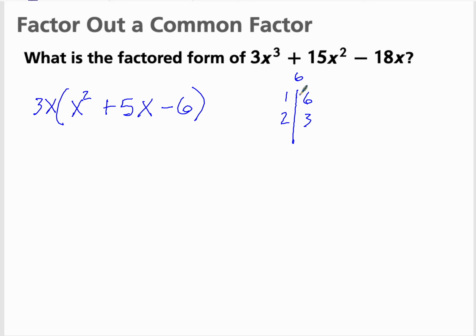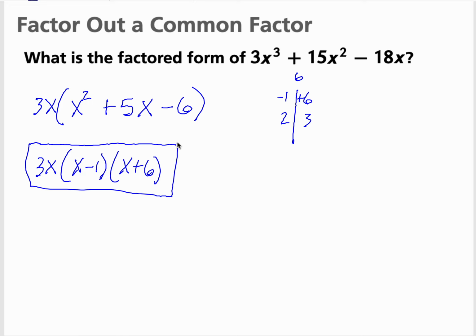If I have a positive 6 and I have a negative 1, that multiplies to negative 6, and then positive 6 minus 1 would be 5. So those are my numbers I need to work with. So I still have to keep the 3x. And then I'm also going to have an x minus 1 and an x plus 6. Okay? So this is the factored form of my original trinomial.